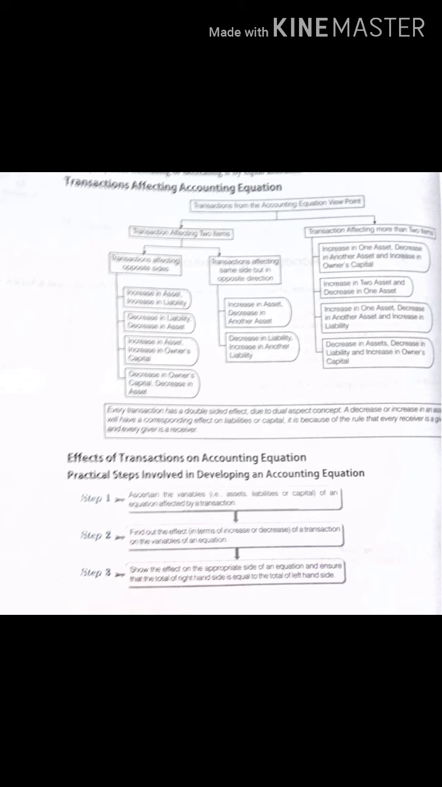So now you have ascertained what has been increased and what has been decreased. So what will you do? You will show the effect accordingly. Fine. Now when you show the effect, you will ensure that the right hand side, that is the first part, is equal to the second part. Okay, so that is what they say, that the right hand side is equal to the left hand side. Am I clear? Now let's check out the various cases of transactions affecting the accounting equation.